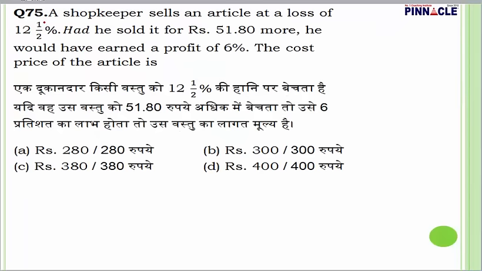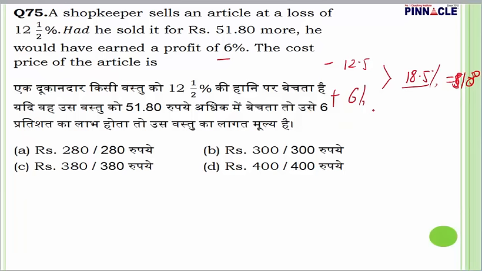Question number 75. A shopkeeper sells an article at a loss of 12.5%. Had he sold it for 51.80 more, he would have earned a profit of 6%. The cost price of the article would be how much? So 12.5% is a loss, and if he had sold at 6% profit, the gap is 18.5%. This 18.5% increase in profit results in the extra 51.80.